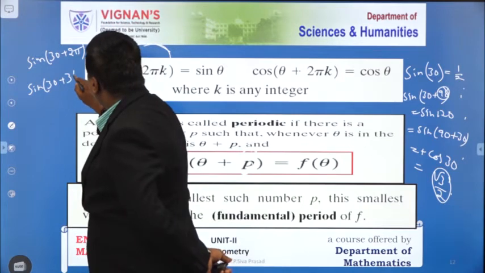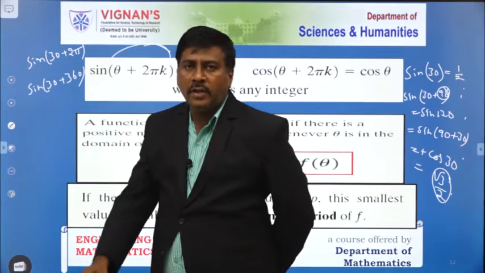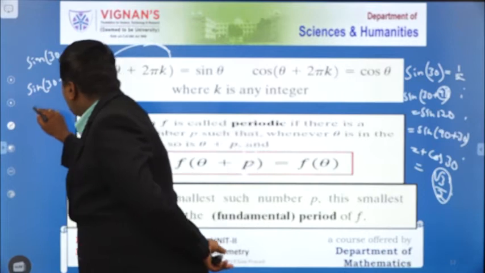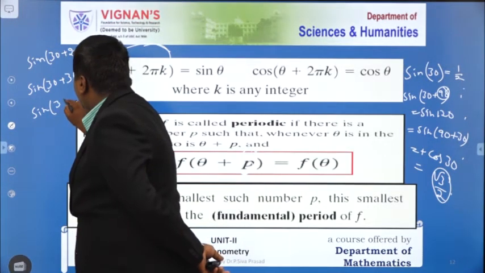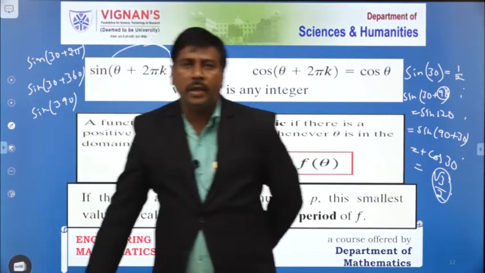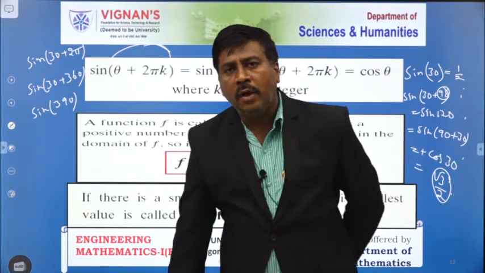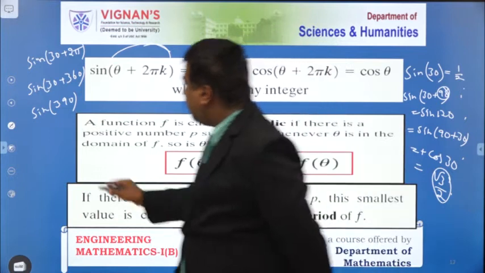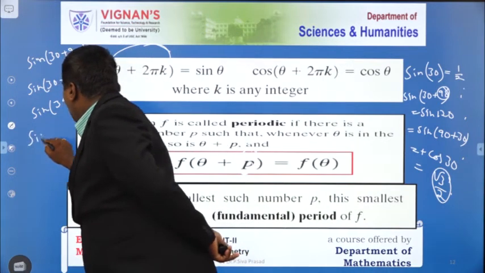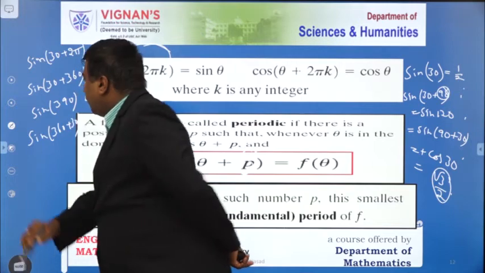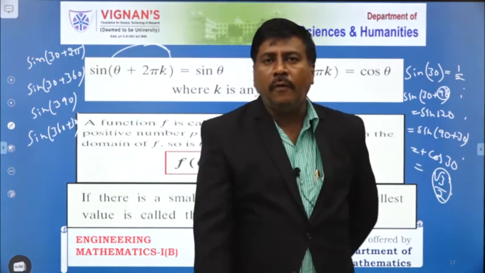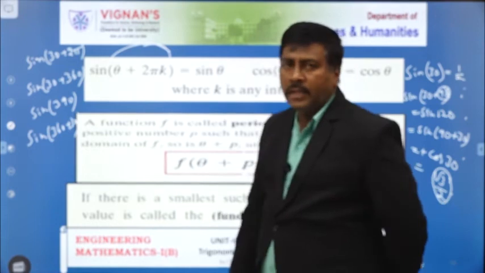Therefore, this value is 360. That means this is the sine of 360 plus 30, which is 390 degrees. Here we have to find the value for sine of 390 degrees.